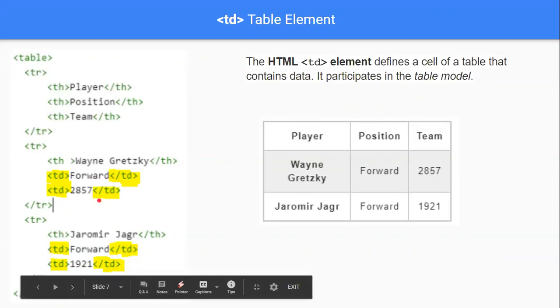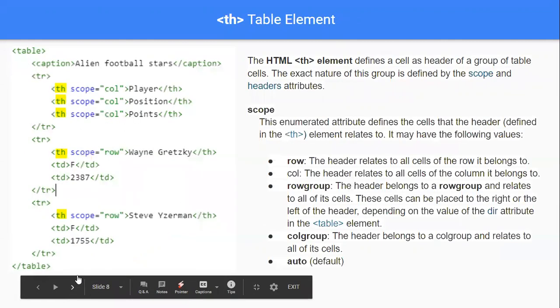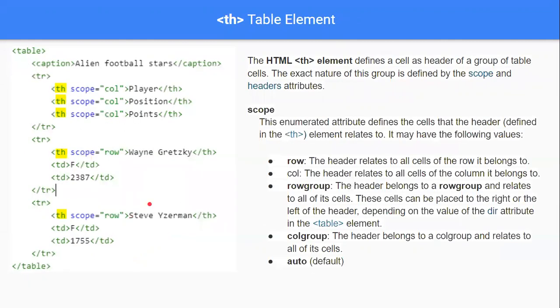And again, the difference between the TH and the TD is that we can have some alignment going on. So the TH has a lot more attributes to it. The TH defines a cell as a header of a group of table cells. The exact nature of the group is defined by the scope and the header attributes. So we have a lot of attributes.